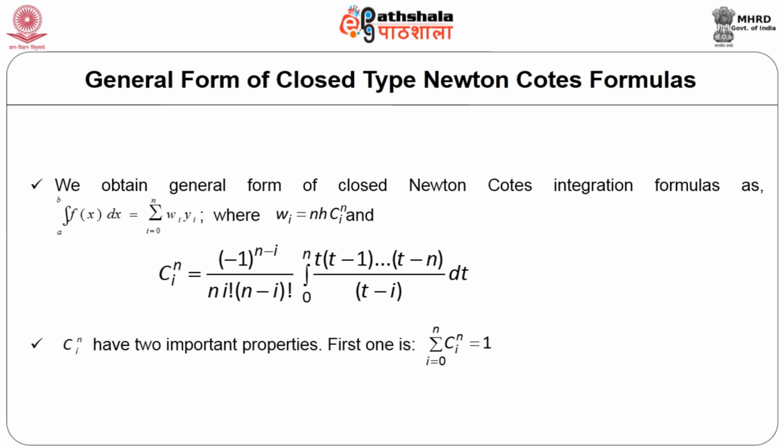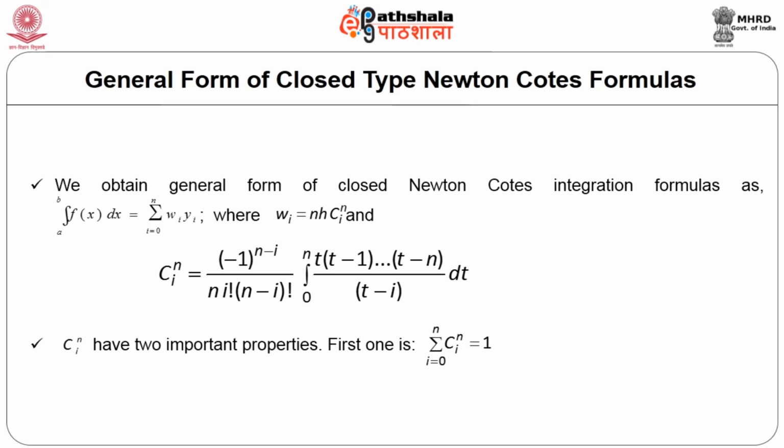Now this is the formula for the weights. So our general form of the Newton-Cotes integration formula, where you are approximating the function by a polynomial of degree n, is given by the integral a to b f(x) dx, which can be approximated by sigma wi yi, where wi's are the weights. Now these weights wi's let us express as nh into NCi.